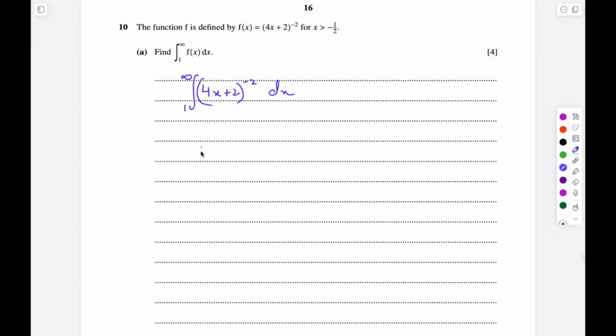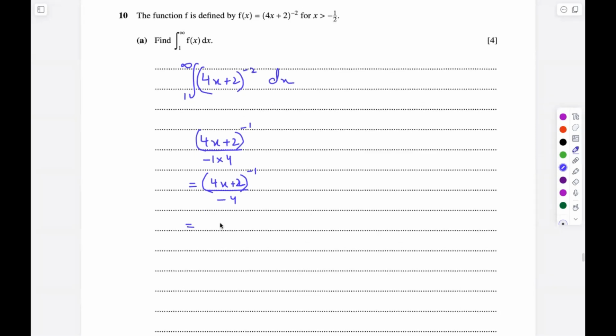So integrating this will become 4x plus 2 to the power, so we'll increase the power by 1. So that will become minus 1, dividing it by the new power and multiplying it with the derivative of 4x plus 2, which is 4. So this will become 4x plus 2 to the power minus 1 upon minus 4. So we can take the negative sign up and write it as minus 1 upon 4x plus 2 multiplied by 4.